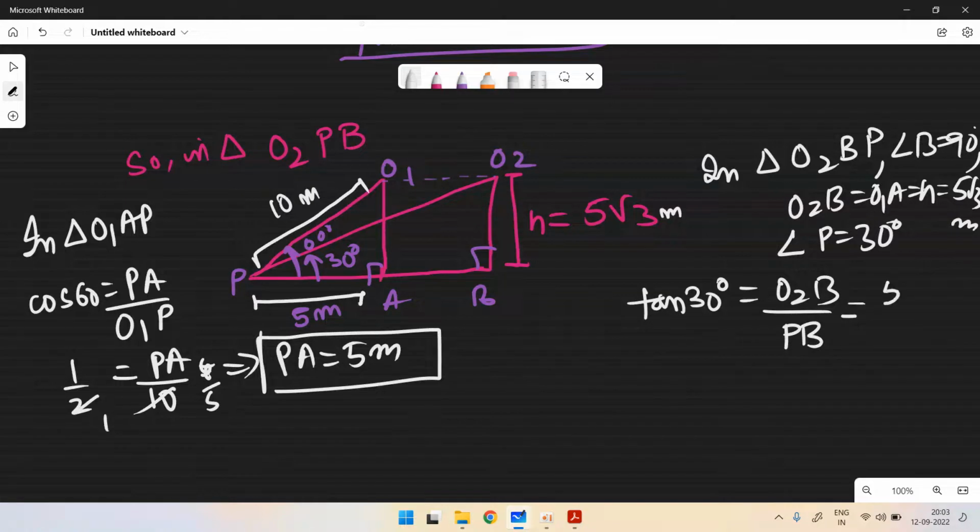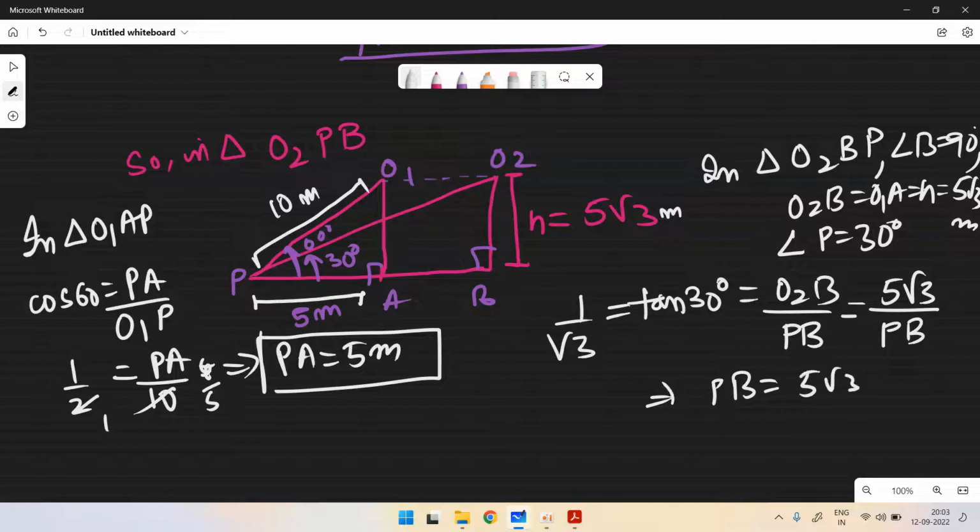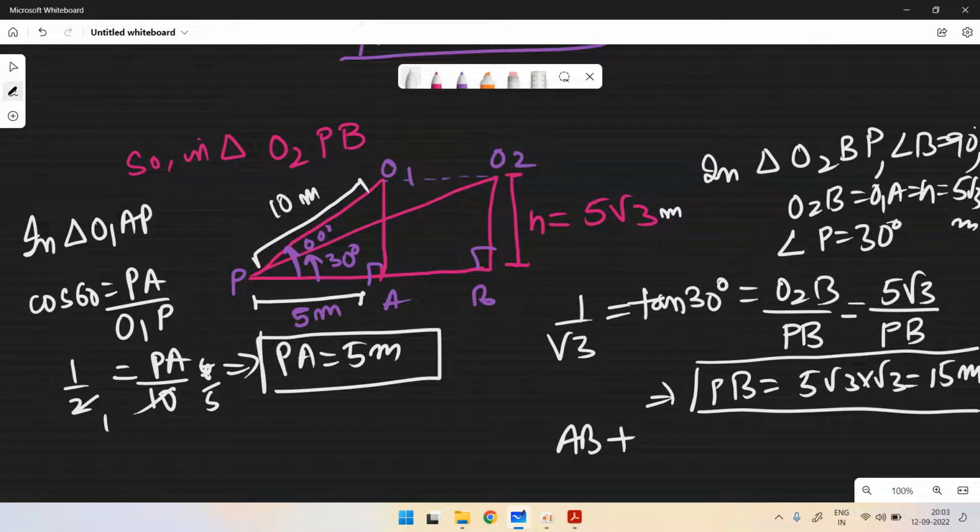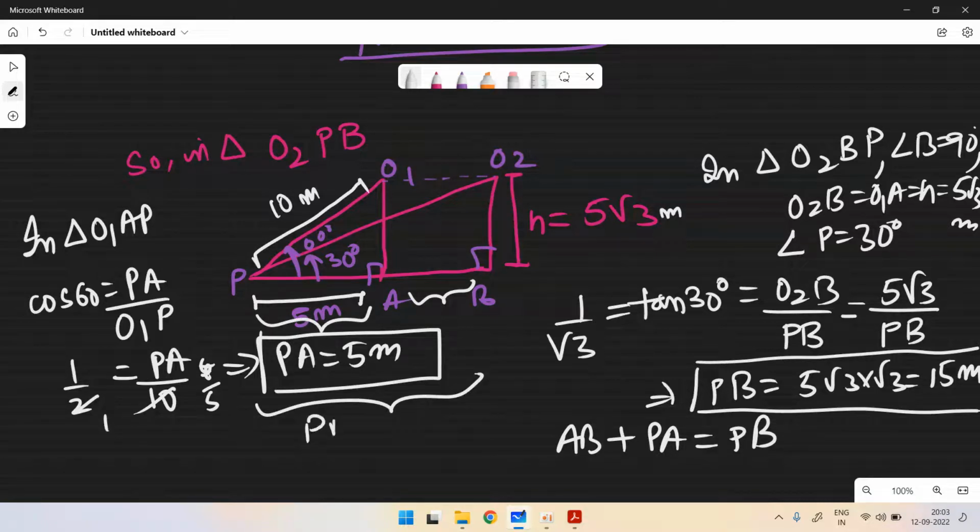This is 5 root 3 which we have calculated, and PB you don't know, and you know that tan 30 degrees is 1 by root 3, which implies that PB equals 5 root 3 into root 3. Root 3 times root 3 becomes 3, so 5 times 3 is 15 meters. PB is 15 meters. And AB plus PA is nothing but PB. From the diagram only you can see that this AB plus this PA is the whole PB.